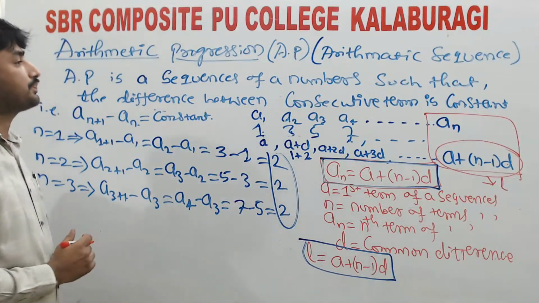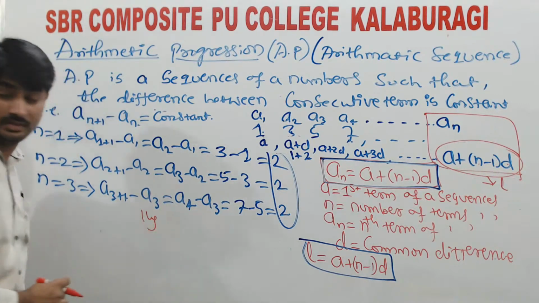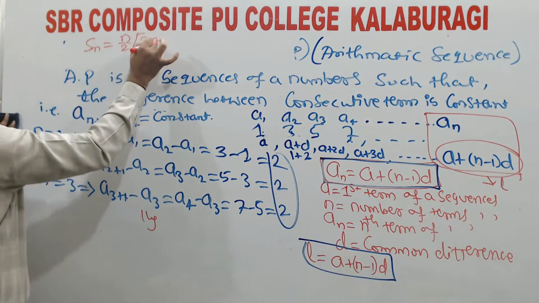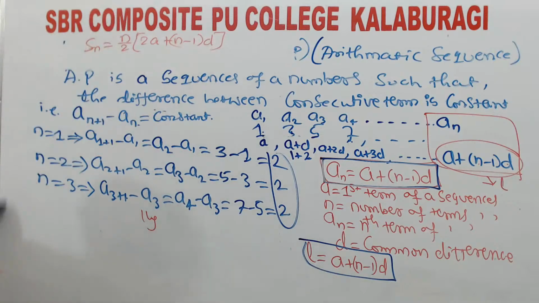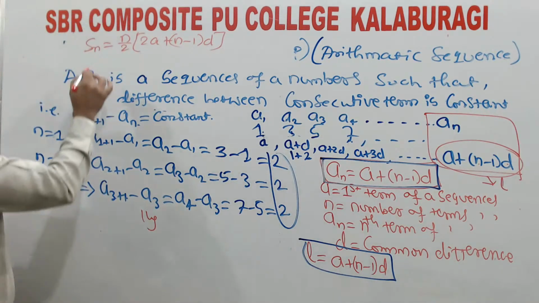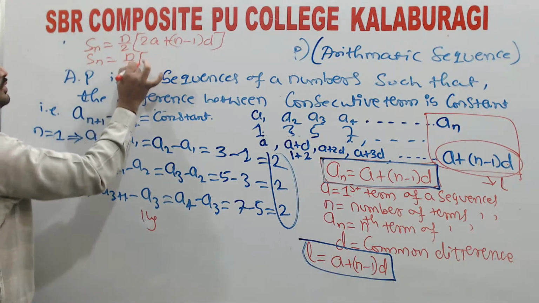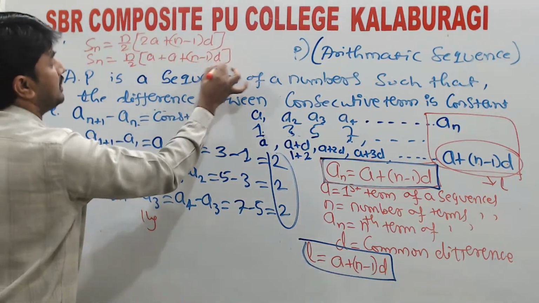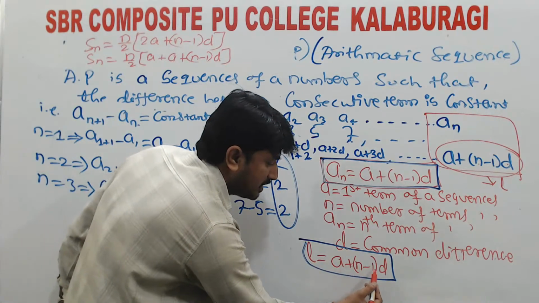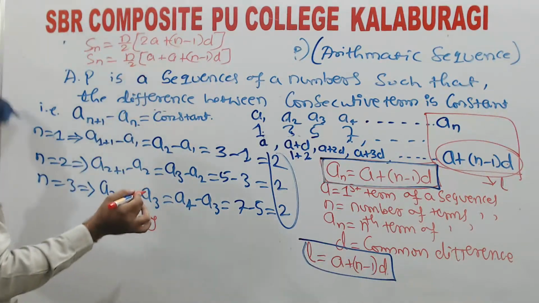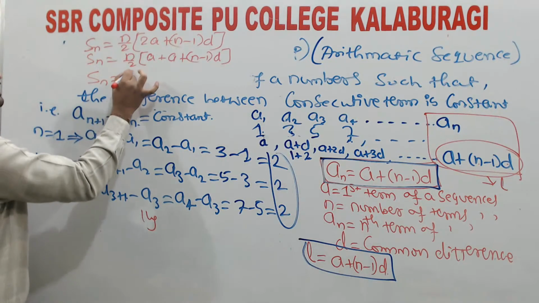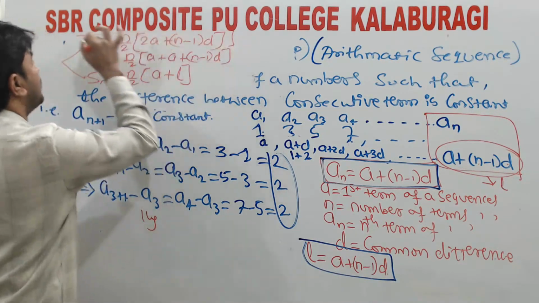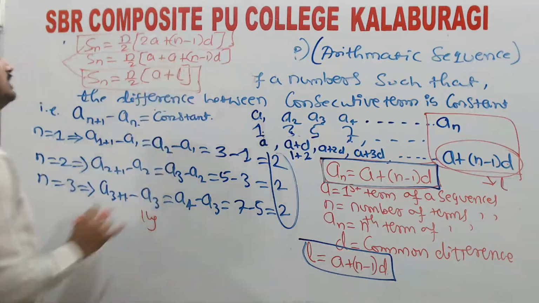Similarly, I will write here the sum of terms. We calculate the sum of terms as Sn is equal to n by 2 into 2a plus n minus 1 into d. It gives the sum result of a series. It can also be written as n by 2 into, where 2a can be written as a plus a, so it is a plus a plus n minus 1 into d. And I know that L is equal to a plus n minus 1 into d. Using this, the sum of terms becomes n by 2 into a, as it is, plus L. So both are the same formula to find the sum to the nth term of the series.